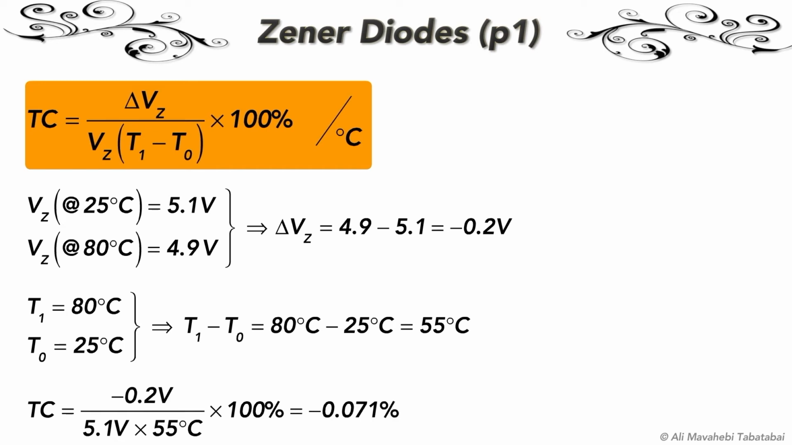The analysis of circuits containing Zener diodes is quite similar to the analysis of ordinary diodes in the previous chapter. You only have to keep in mind that in most applications, Zener diodes are operated in the reverse biased mode.